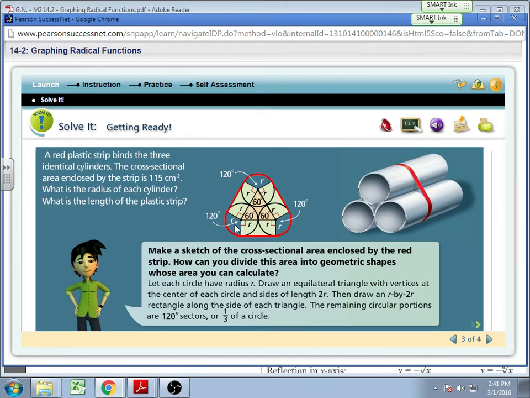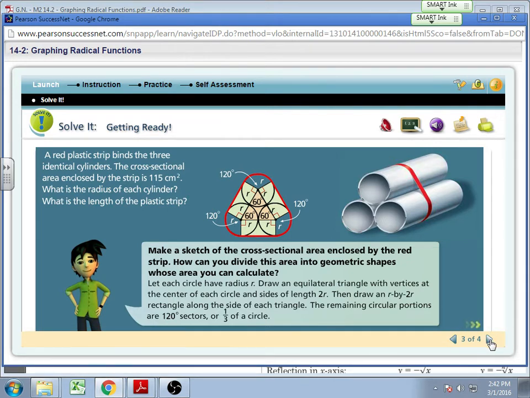So if we break my shapes apart, I have an equilateral triangle, three rectangles that all match each other. They're all the exact same shape. They are congruent. And then the three third circles will combine to make a whole circle.